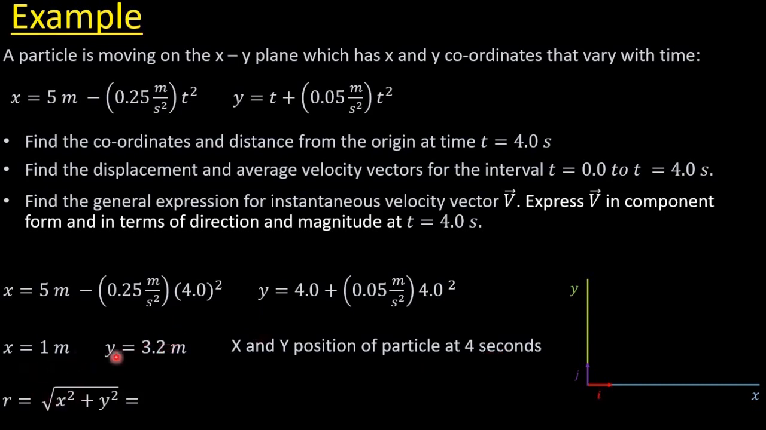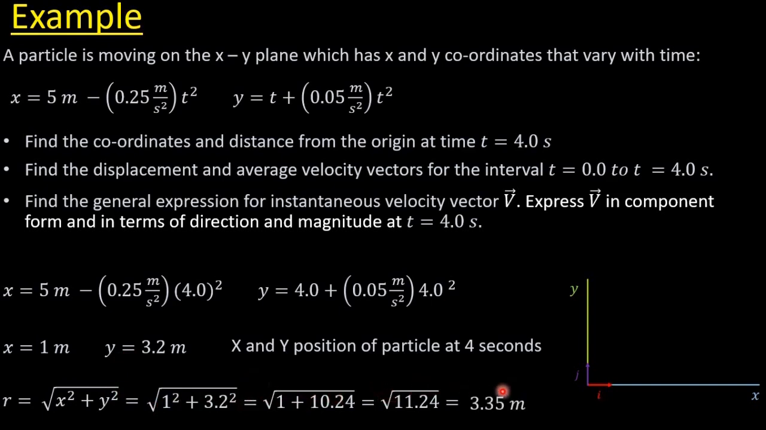So we just find the magnitude of r. So r equals x squared plus y squared square rooted, which gives us that. So we just put in x into there, put y into there to get this. And then that simplifies to just 1. And that simplifies to 10.24. Add these two, take the square root, and we get 3.35 meters.